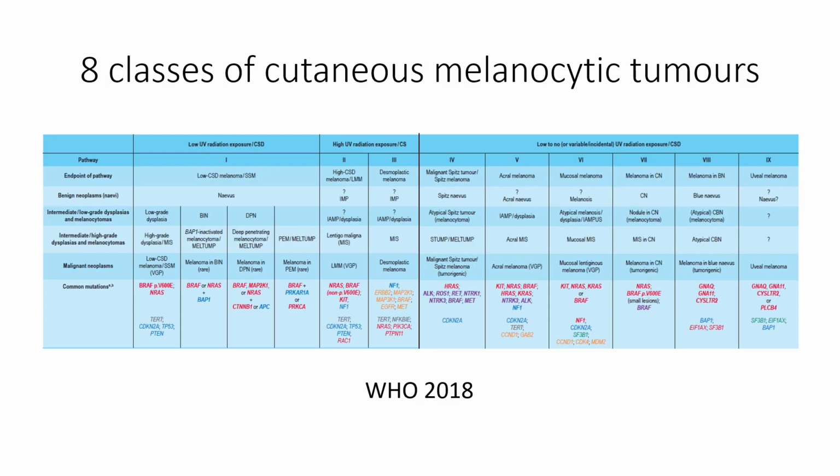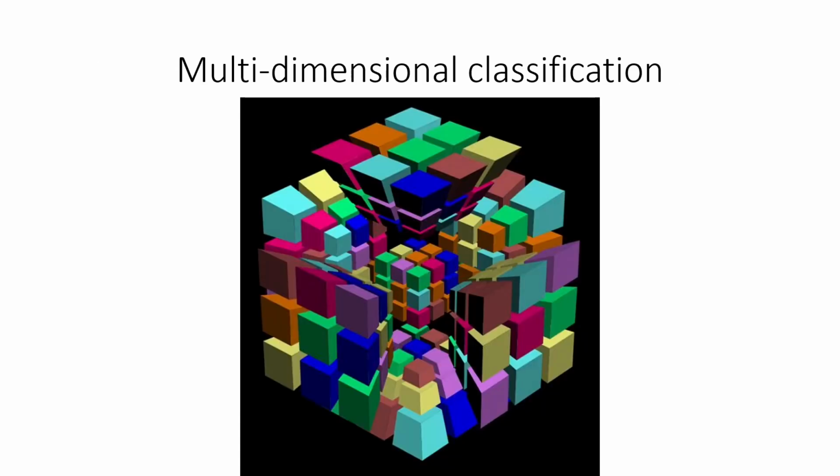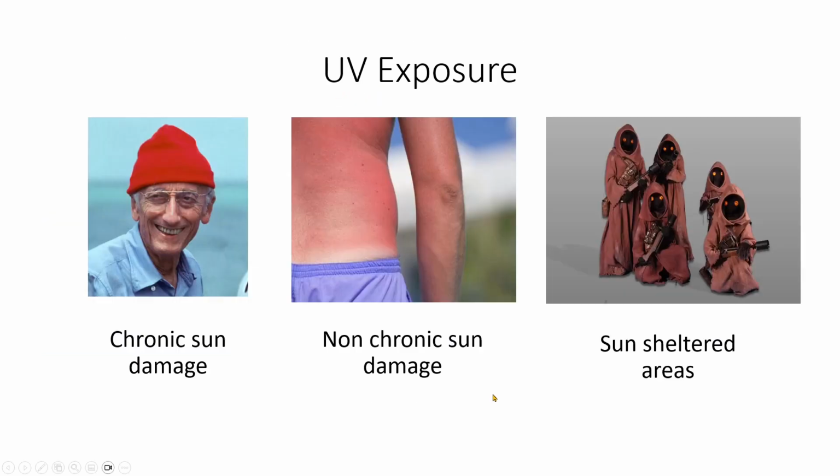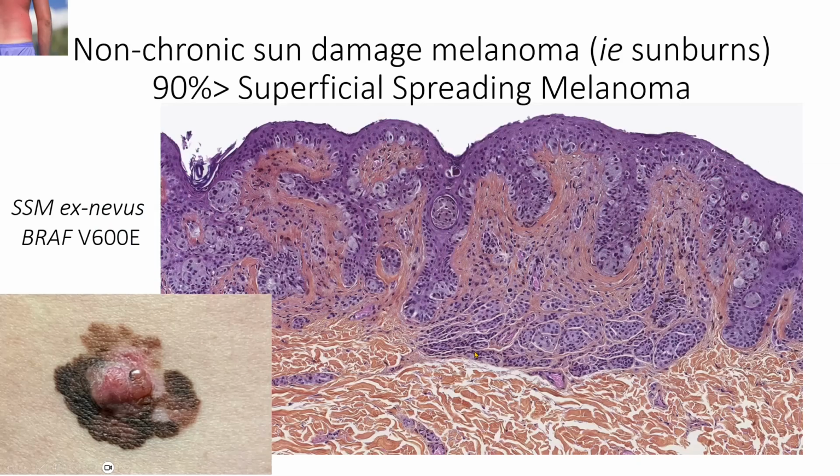So in the WHO in 2018, there were 8 classes of cutaneous melanocytic tumors that were described. This is a multidimensional classification, and the first dimension is UV exposure. UV exposure can be chronic sun damage, non-chronic sun damage, which is sunburns, and areas that are sheltered from the sun.